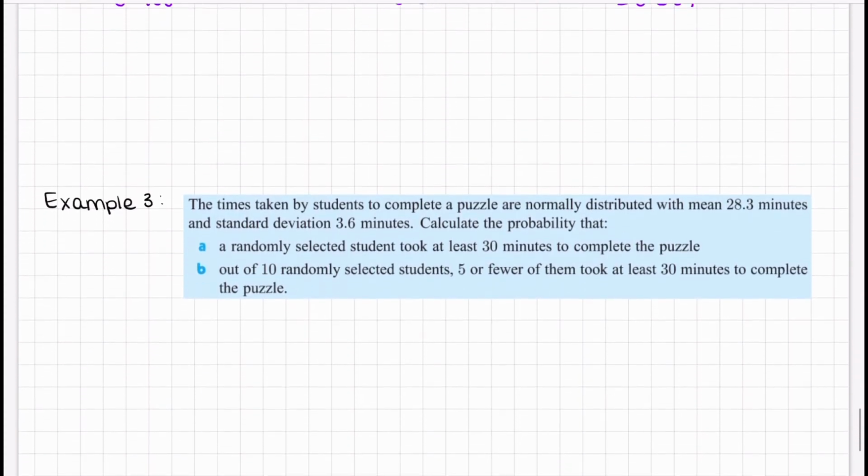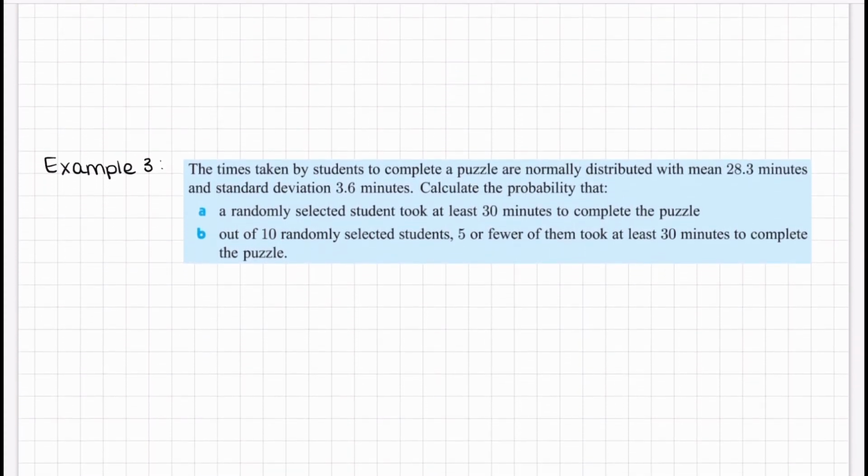Example 3. The times taken by students to complete a puzzle are normally distributed with a mean of 28.3 minutes and standard deviation of 3.6 minutes. Calculate the probability that a randomly selected student took at least 30 minutes to complete the puzzle. So let's do that one first.